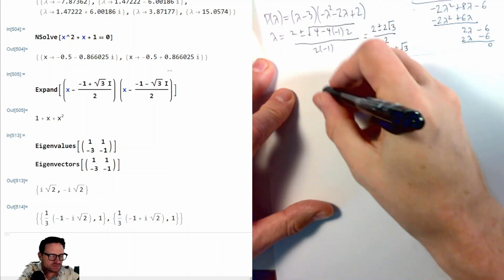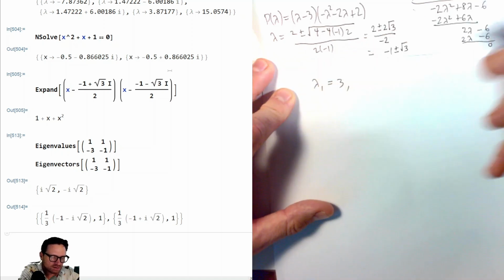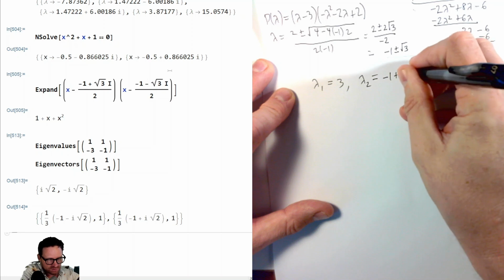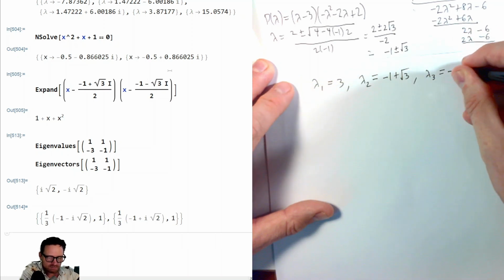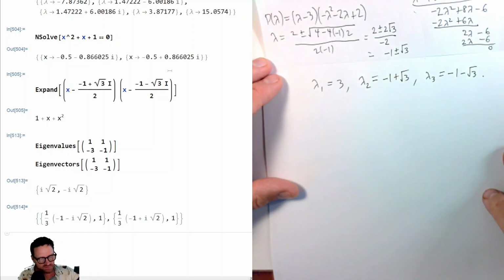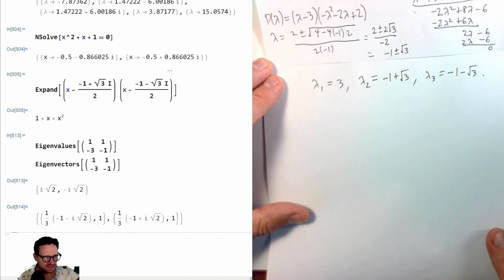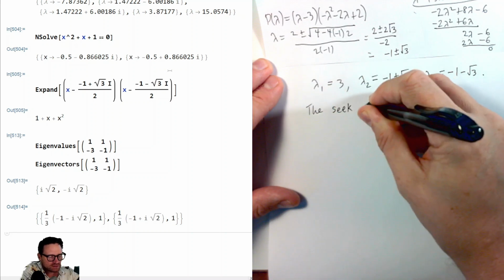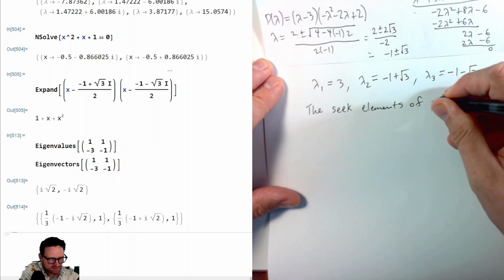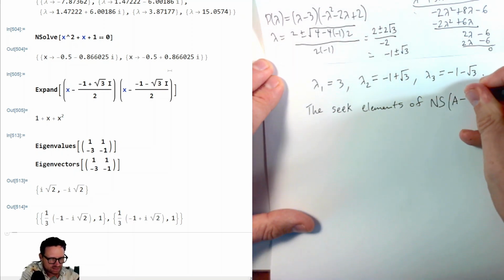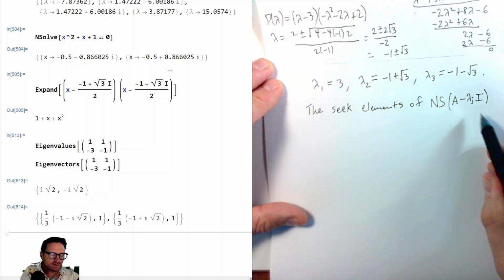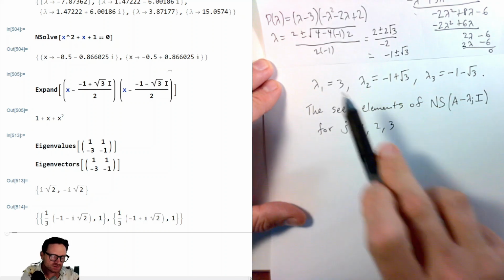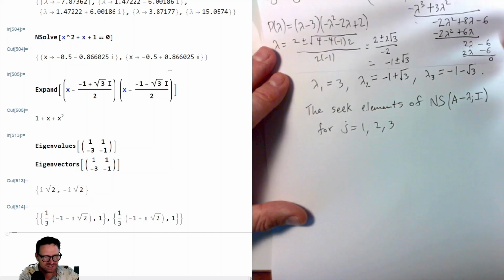So we've got the eigenvalues. Lambda 1 is 3. Lambda 2 is minus 1 plus root 3. And lambda 3 is minus 1 minus root 3. Okay, and then you would find the eigenvectors of the matrix A by seeking elements of the null space of A minus lambda subscript j times I for j equal to 1, 2, and 3. So in other words, for each of these. But I will just jump on the computer and tell you what those are.